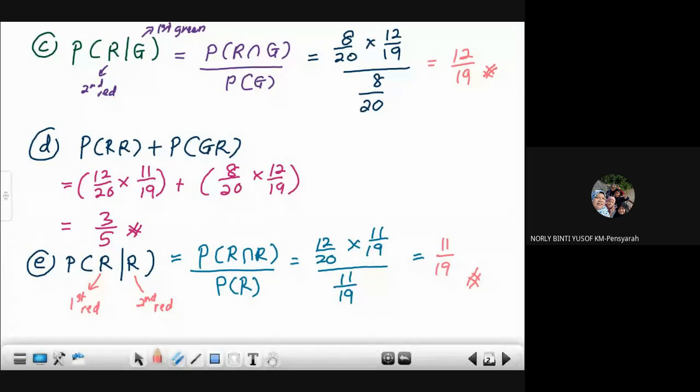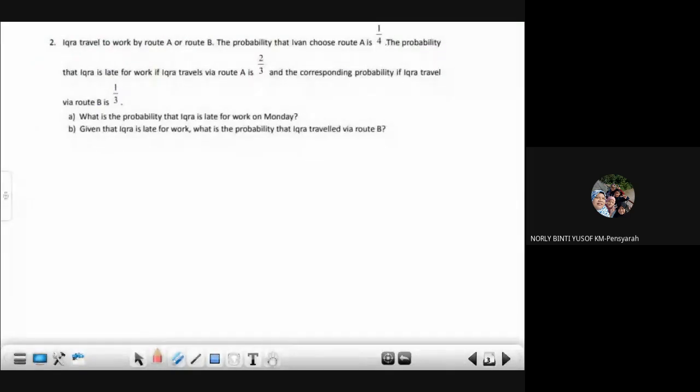Then we go to number 2. Okay, Ikra travel to work by road A or road B. So ini boleh jadikan A, ini jadikan B. Setting lah for the event. The probability that if Ivan choose road A is 1/4. So this is the probability for road A.